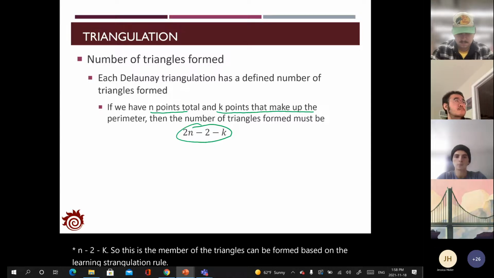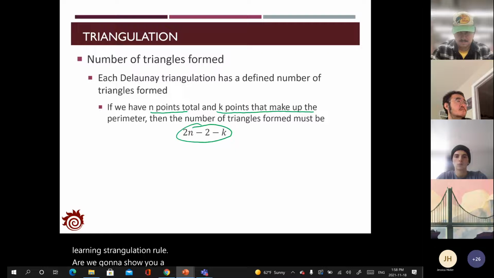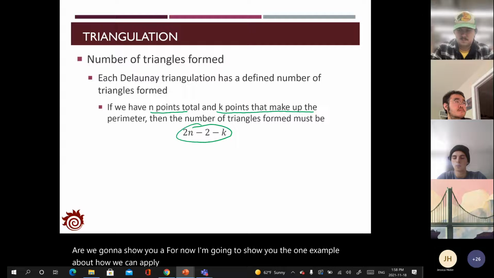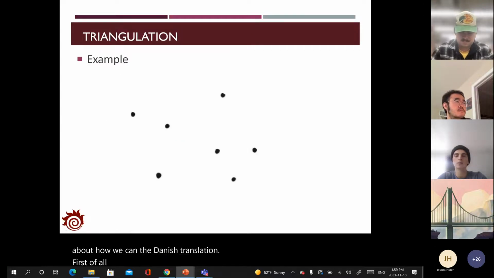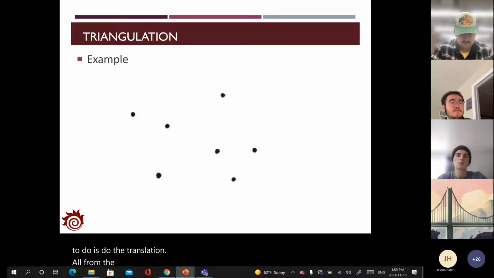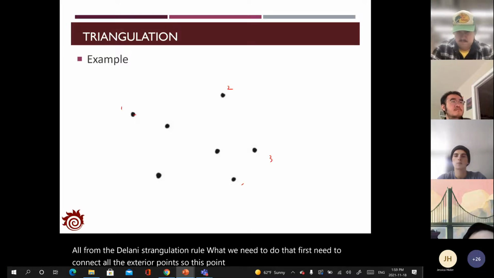For now I'm going to show you one example of how we can apply the Delaunay's triangulation. First of all, assuming that we have 7 points that we measured, we know their locations and we know their elevations. The first thing we need to do is the triangulation. From the Delaunay's triangulation rule, I first need to connect all the exterior points. So these are points 1, 2, 3, 4, 5. Those would be the exterior points.